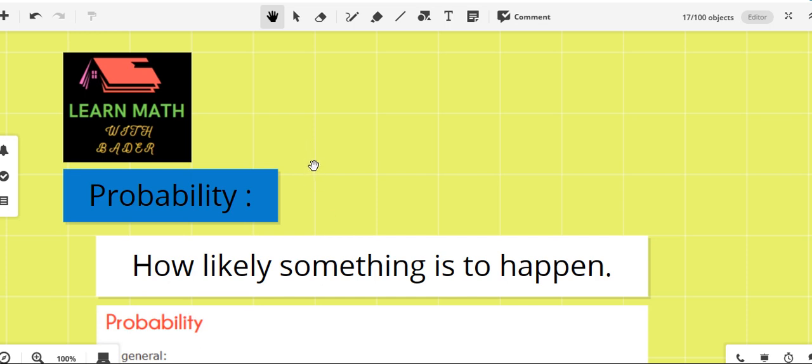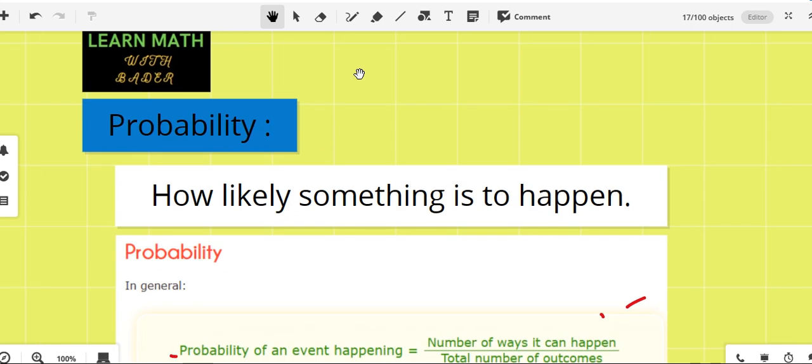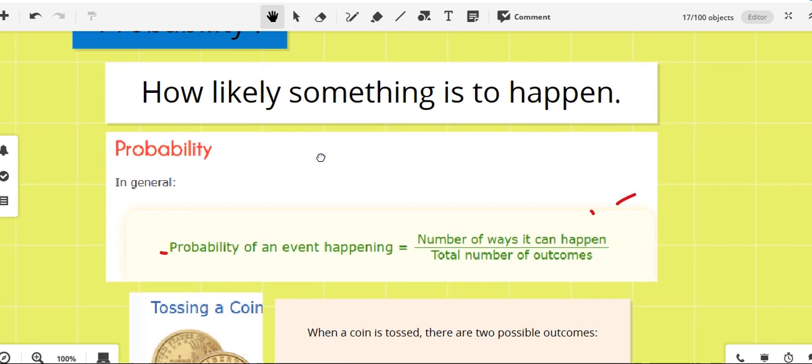Today's topic is about probability. So what is probability? It is how likely something is to happen. In a general way we can say that it is the number of ways it can happen divided by the total number of possible outcomes. That's the basic definition of probability.